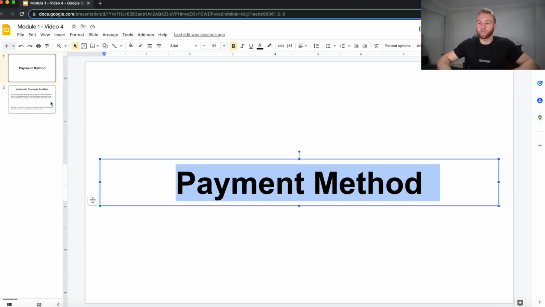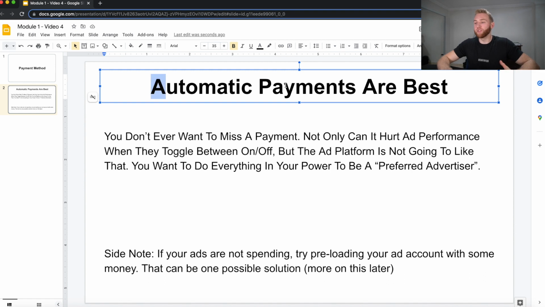The ideal situation is to have automatic payments. Now, one thing to note, they might actually not give you the option for automatic payments on certain ad accounts. I don't really know what the reason is why some ad accounts get it and some don't. You might not be able to do automatic payments right away. You might have to preload, even if it's $100 or $200 at a time, you might have to preload your ad spend, and then eventually you'll get access to automatic payments.